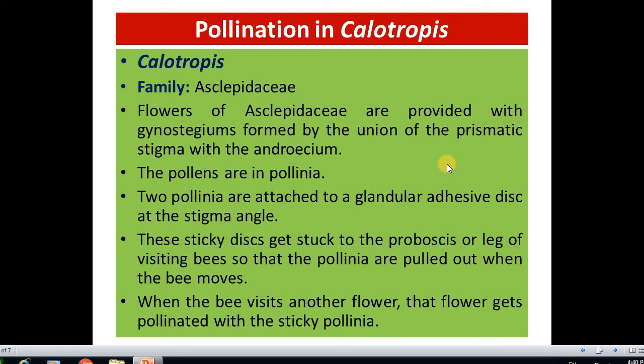The pollen are in the pollinia. In this case, the pollens are present in the pollinia. Two pollinia are attached to a glandular adhesive disc at the stigma angle. These sticky discs get stuck to the proboscis or leg of the visiting bees, so that the pollinia are pulled out when the bee moves. When the bee visits another flower, that flower gets pollinated with the sticky pollinia.